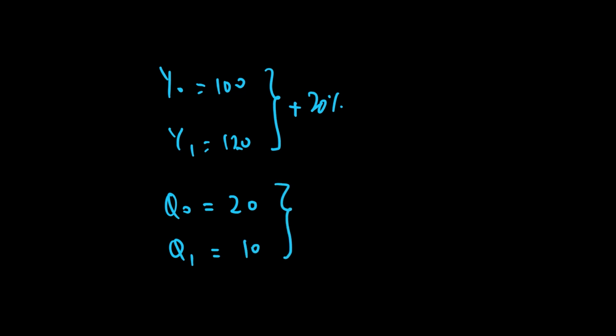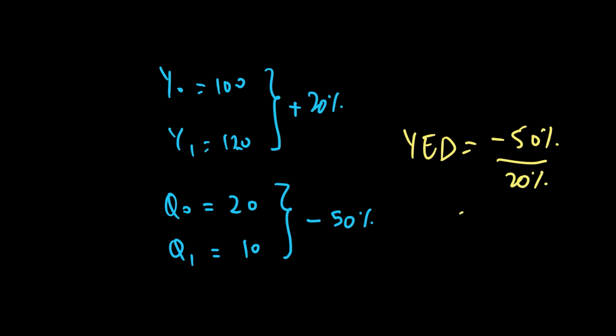In this case, let's say the quantity was 20, and because of the rise in income, it's gone to 10, which means my percentage change in quantity demanded will be 10 minus 20 over 20, or minus 50%. If I look at the value of YED in this case, that will be minus 50% over 20%, or minus 2.5. Now the minus would mean that the good is inferior in nature.